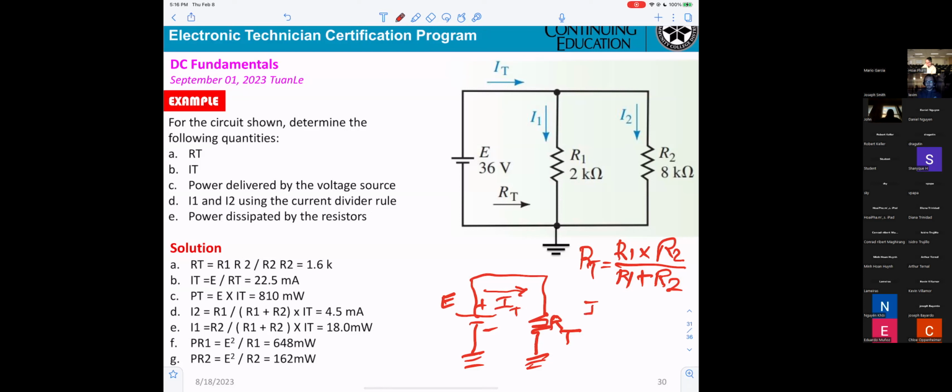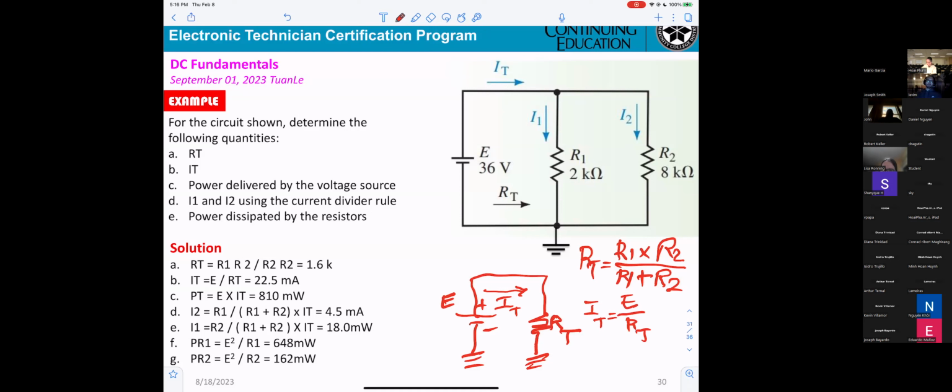Then the I total equals E divided by R total. R total is what we already calculated, and you want to get the current I total. That means E divided by R total. And if you want to calculate the power, the total power will be equal to E times I total.